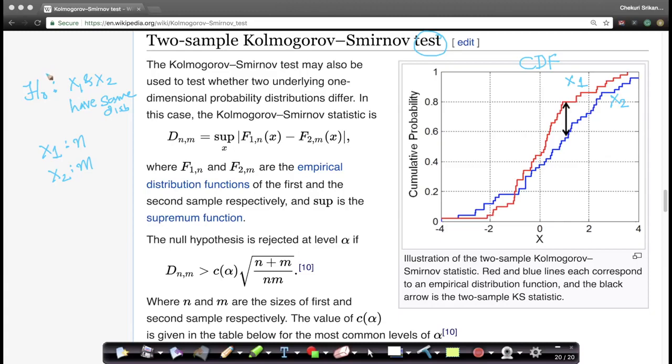Then we have to define a test statistic. So what are our steps? First, we have to define a test statistic and we have to define a null hypothesis. We defined a null hypothesis, so let's define a test statistic. The test statistic could be like this.